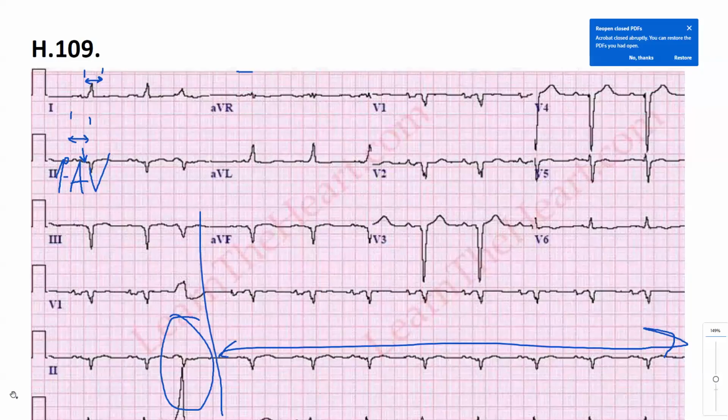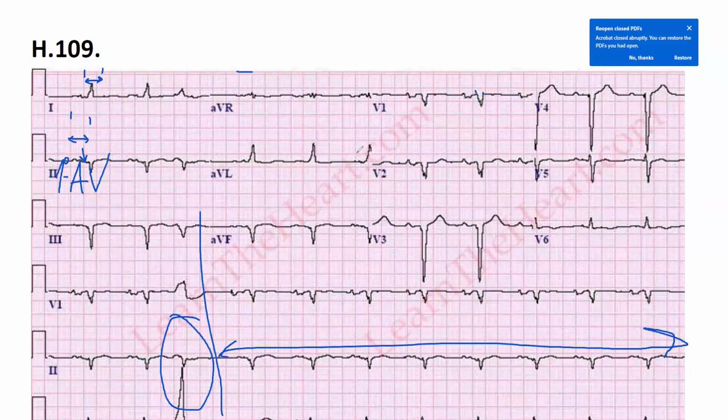And here as well, you can see in V1, for example. See, it's wide, not narrow. Okay, what does it mean? Ventricular conduction error. Exactly, intraventricular conduction problem.